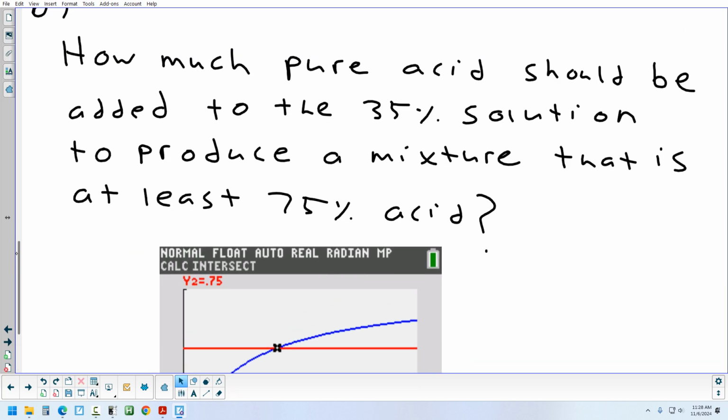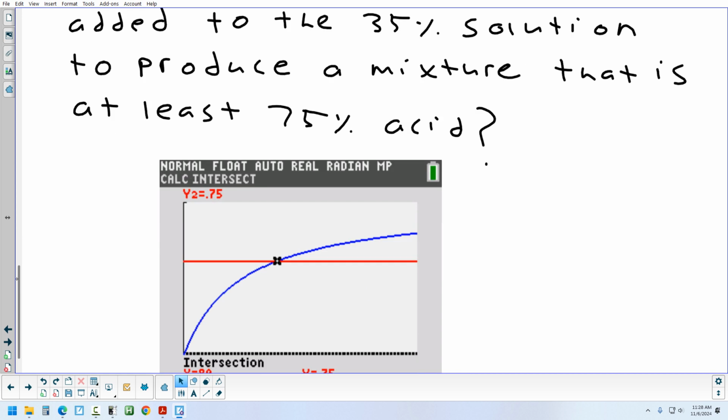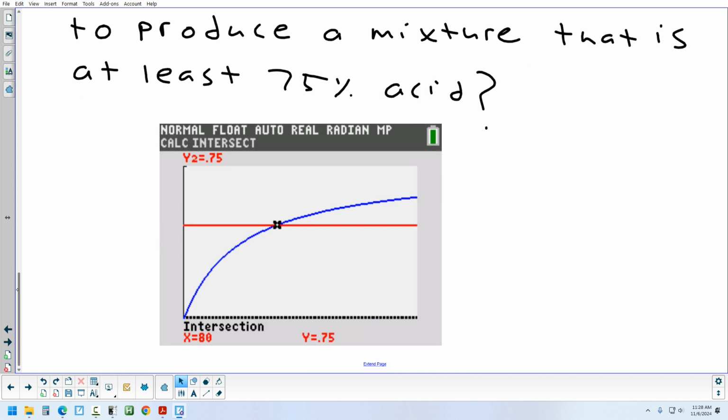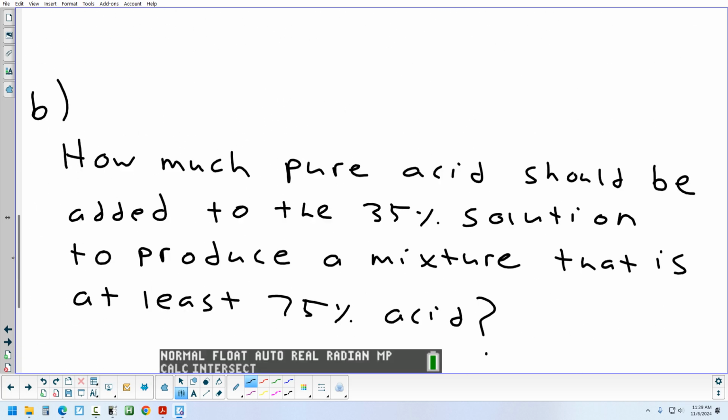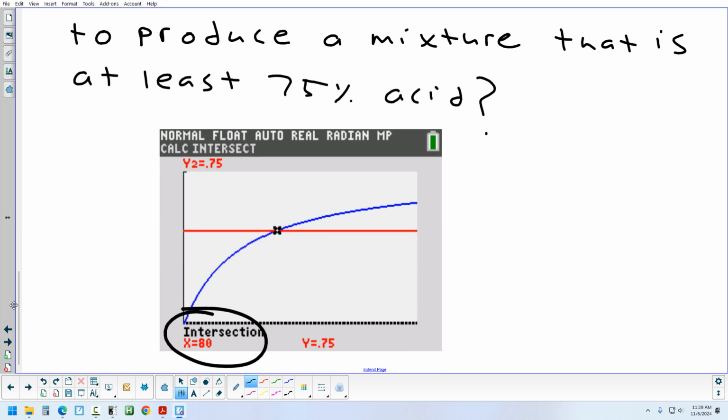So in order to raise the mixture to a 75% concentration, I need to add 80 ounces of acid to my mixture. And that's a concentration problem, a mixture problem. Any question on getting the formula or graphing it and calculating a new concentration?